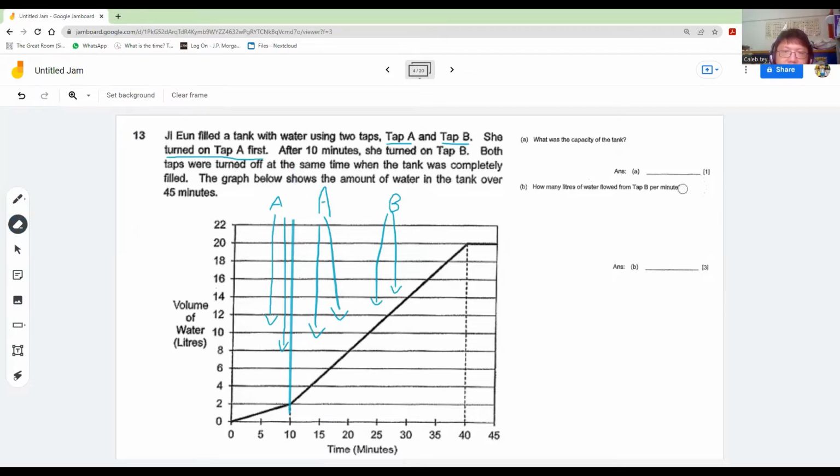Okay. So what's the capacity of the tank? Very straightforward. The tank fills up to 20 liters, right? And then after that, it's flat because everything overflows out on the floor. So the answer is 20.